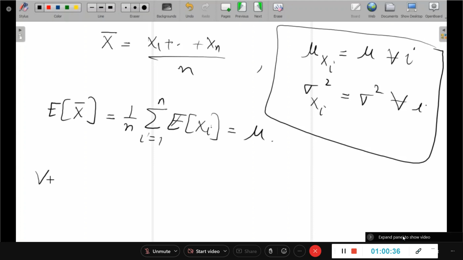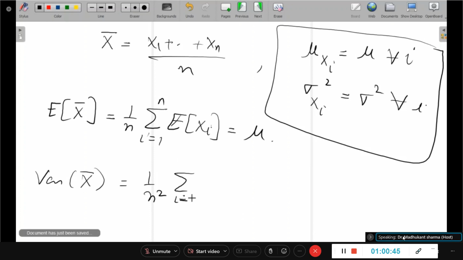Now the variance of x bar is, I think, very straightforward: 1 by n square times the summation, i equals 1 to n, of the variance of xi, since they are independent. So covariances are 0 and so on. Now sigma square n times, and n times n gets cancelled, so you have sigma square by n. And you can see as n goes large, this tends to 0, so the spreading will be very little.